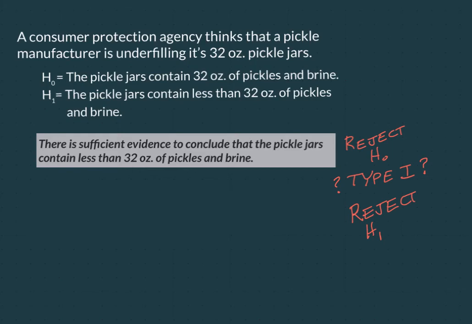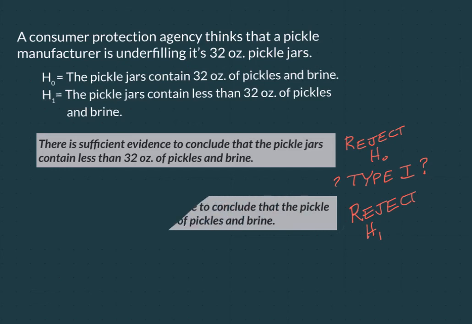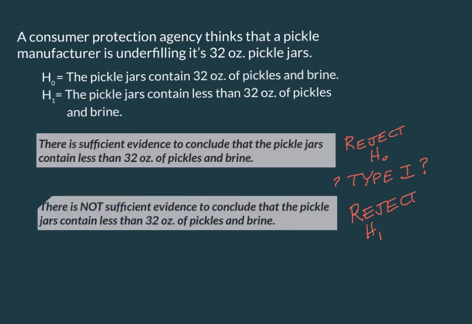But let's say instead you want to reject the alternative hypothesis. Instead of rejecting the null hypothesis, we're going to reject the alternative hypothesis. How would you say that? Well, you could say, based upon your evidence, there is not sufficient evidence to conclude that the pickle jars contain less than 32 ounces of pickles and brine. You could say there is insufficient, but sometimes people mishear that. You could say there is not enough evidence, but usually I will choose to say there is not sufficient evidence to highlight that it is the opposite, the other possible conclusion.